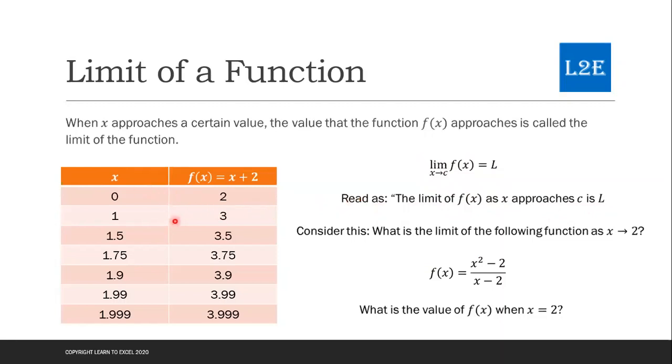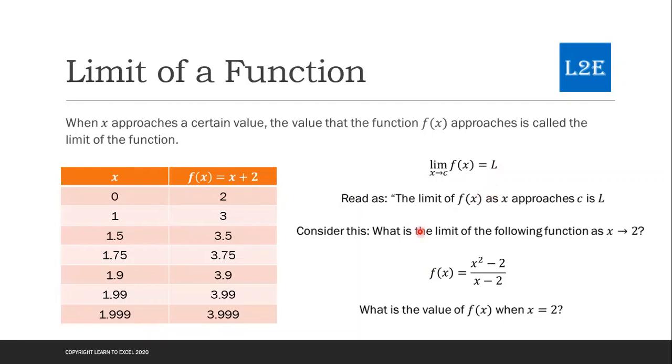Again, going back to what I said, x doesn't really equal 2 and f of x doesn't really equal 4, but the limit is equal to L. Okay, because the limit is actually the value that f of x approaches. So if it approaches L, then the limit is equal to L.